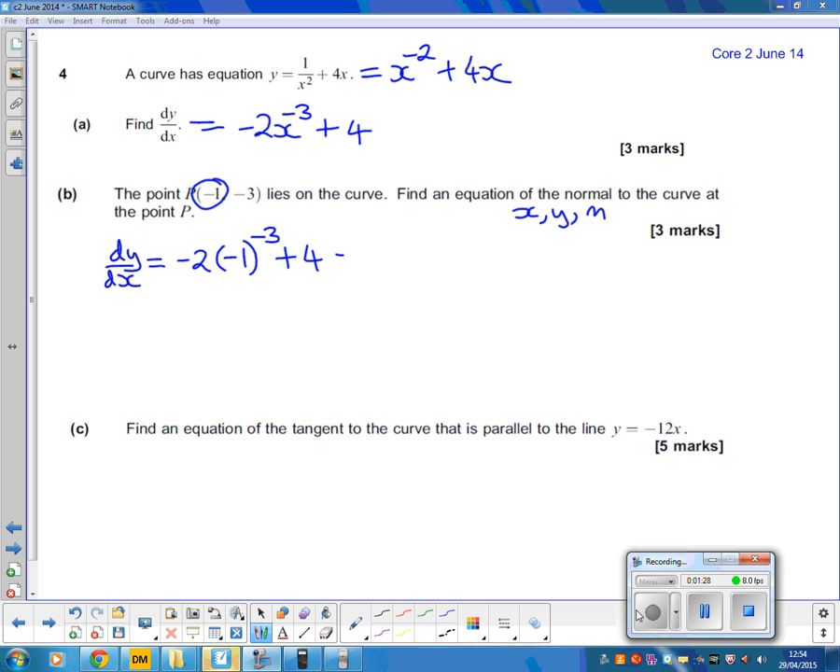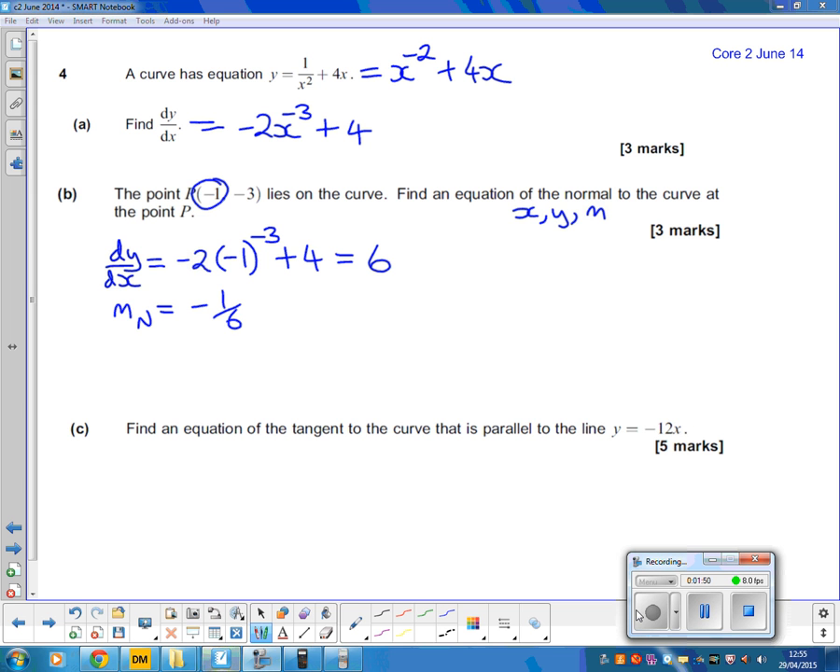You can type that straight into our calculator, or we can work this out. Negative 1 to the negative 3 is going to be negative 1. Negative 1 times negative 2 is positive 2. 2 plus 4 is 6. That's going to be the gradient of the tangent. So the gradient of our normal is going to be the negative reciprocal of that. It's going to be a sixth.